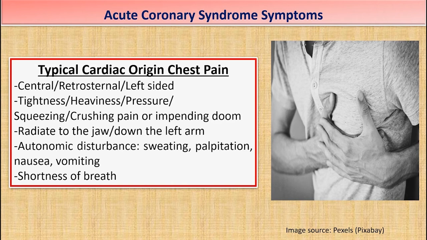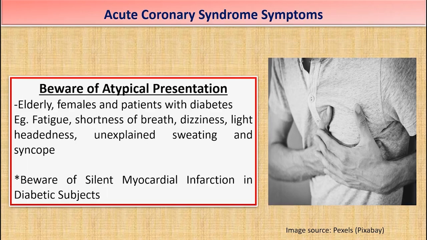And also lastly, some of them may also have the feeling of shortness of breath during this ACS event. Well, not all patients will present to you with typical ACS symptoms, so you have to beware when you are treating certain populations, like patients who are elderly, females, or patients with diabetes, whose manifestation of these ACS symptoms may be non-specific. For example, they may come to you with fatigue, shortness of breath, dizziness, lightheadedness, unexplained sweating, and sometimes syncope. So if that's the case, you really need to take a very good history.